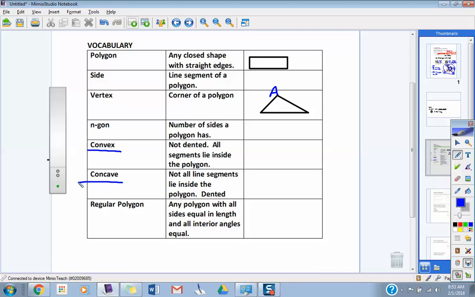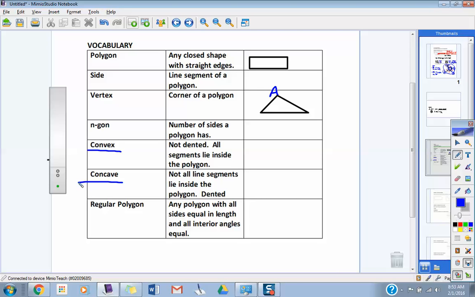I've added my own definition to what they may have in terms of books. Right here, a convex shape is going to be something like this. The phrase I put in here is "not dented." If you can think of something as not dented, in other words, all segments lie inside the polygon.